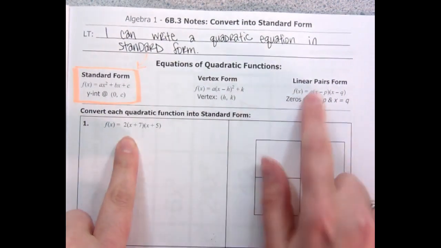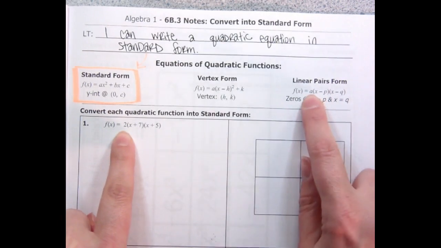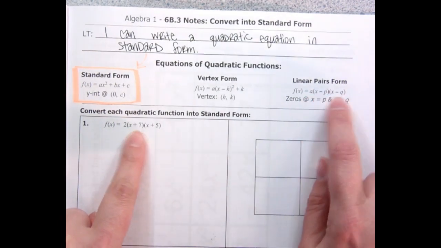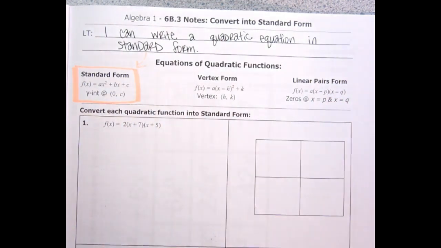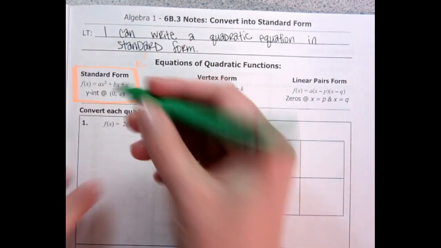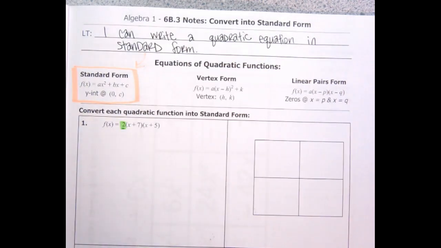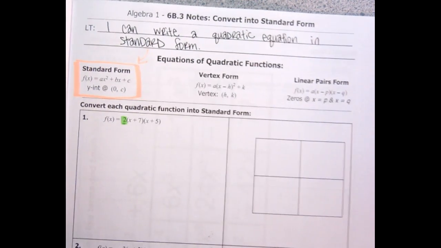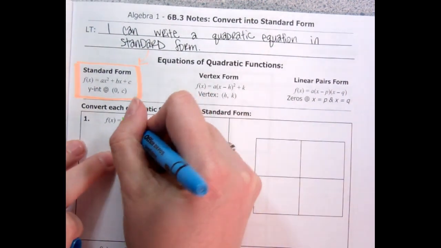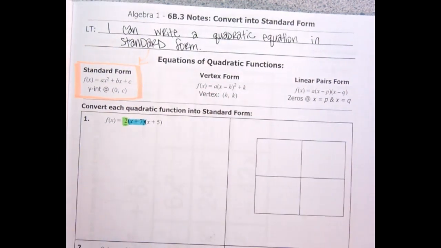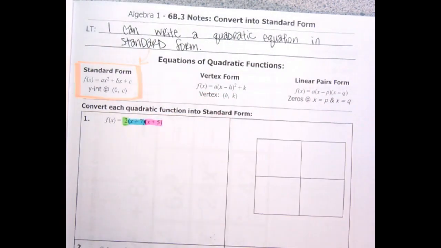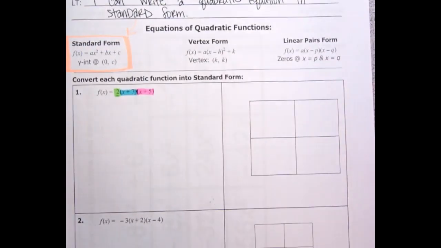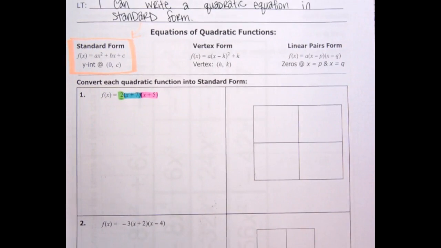So we're going to start with this one. This one happens to be linear pairs form. You can tell because there's a number out in front, there's a set of parentheses and a set of parentheses. Okay, so all three of these things, we've got a 2, we've got an x plus 7, and we got an x plus 5. All three of those things are being multiplied.